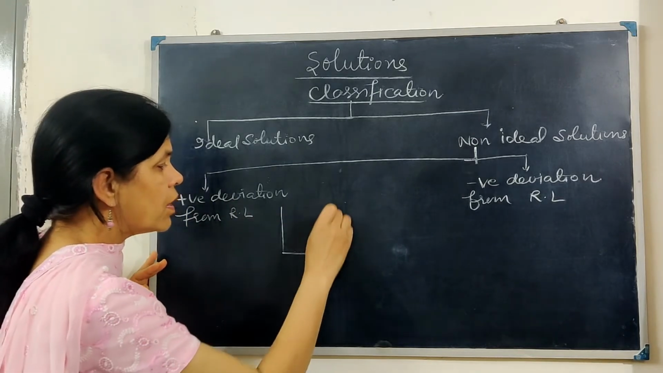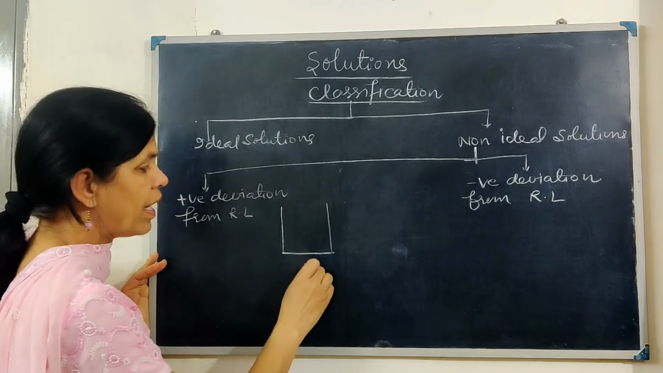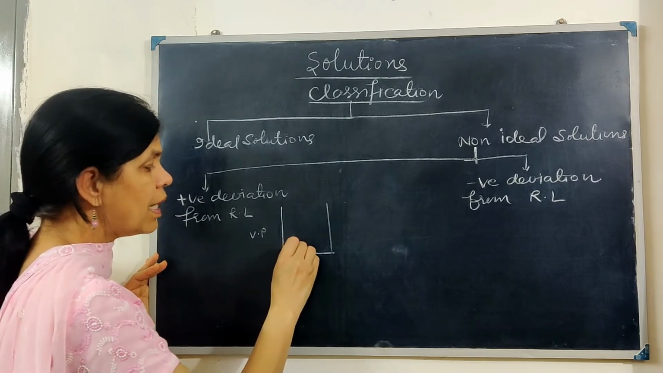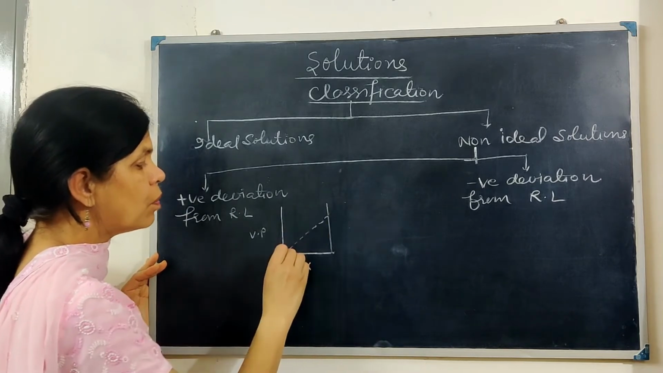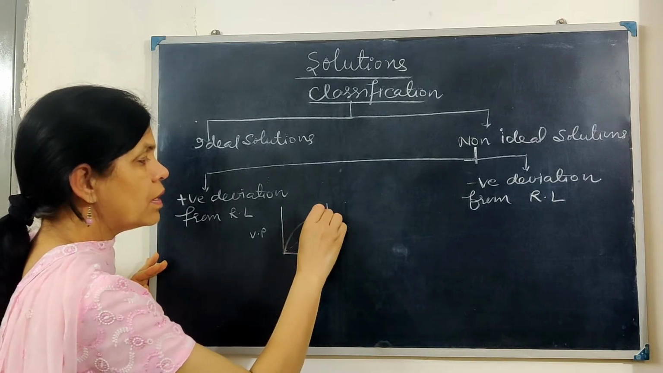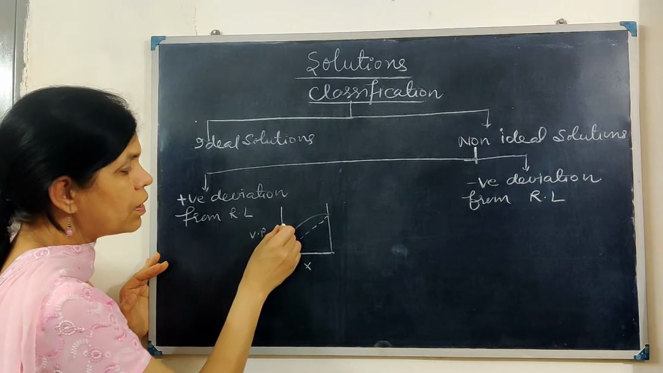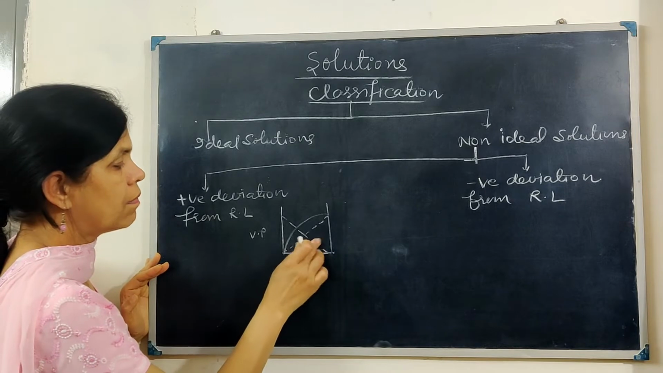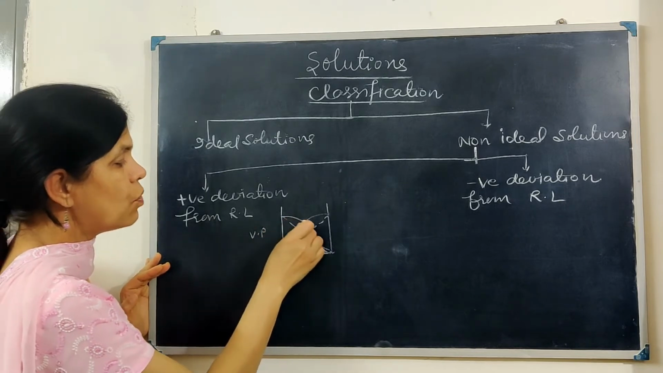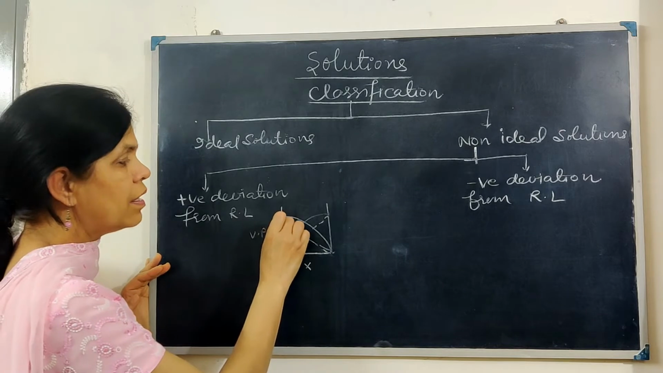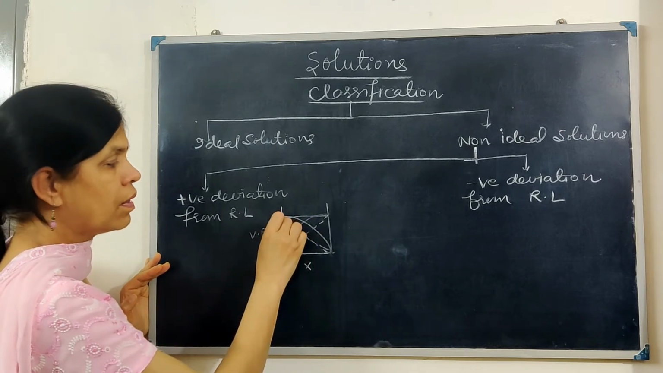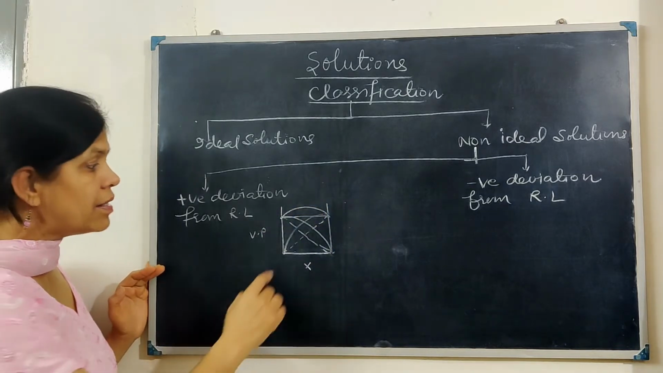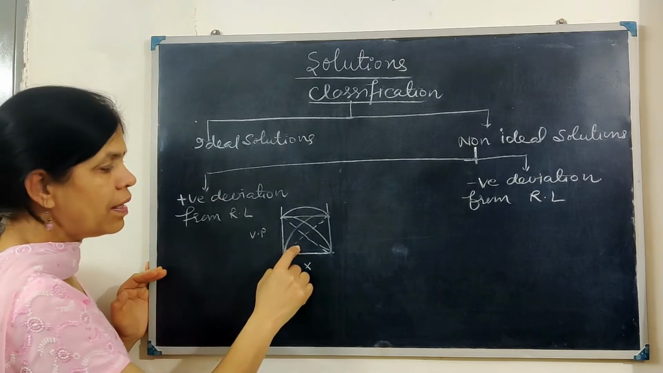Their graph is not a straight line graph. If I plot mole fraction here and vapor pressure here, the graph is supposed to be like this, but it doesn't come out to be this. Another solution is supposed to be something like this, but it comes out to be like this. And when you join the two, we are expecting this kind of graph, but it comes out to be like this. There is a change, so it is not behaving ideally.